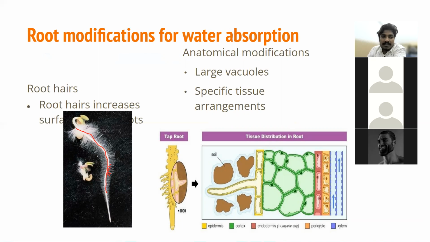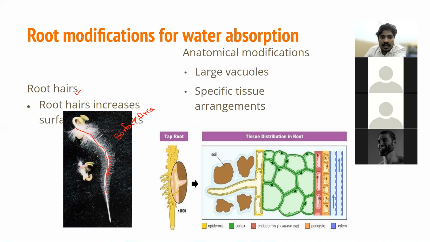Okay, so why does it have many root hair? Because if this root has many root hair, then what will happen? Definitely its surface area for the absorption of water will increase. So that is why roots have numerous root hair. The presence of numerous root hair is also one of the modifications in the plant, which will improve the absorption of water.